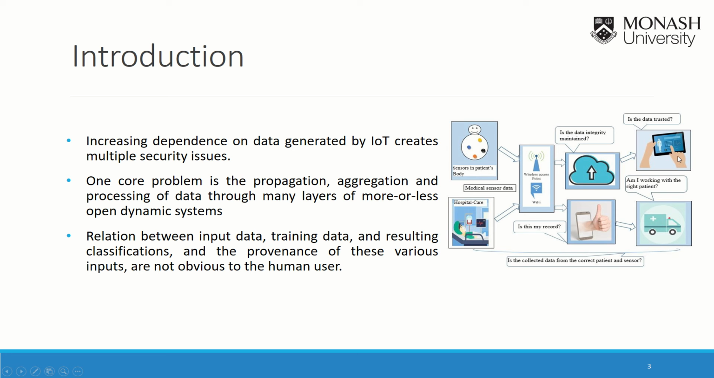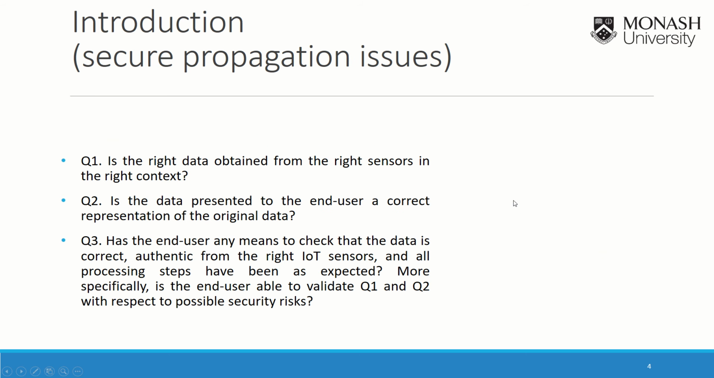The doctor can give different kinds of decisions, can give a prescription on the data gathered, or can take any kind of decision on the data he gathered. So in between there are different things involved, right? So how does the doctor actually trust the data? Because he is not confirmed that the data integrity is maintained in between all the layers. The relation between input data, training data, and the resulting classification, the provenance of these various inputs, are not obvious to the human users.